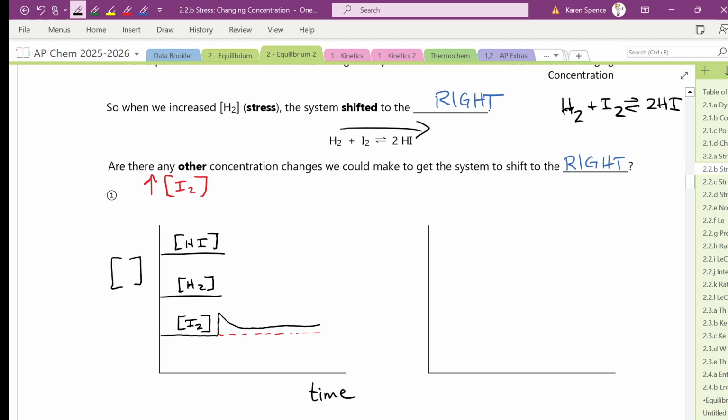Okay, that's a terrible straight line, but we're going to pretend it's okay. There we go. All right, H2, what will H2 do? It will decrease by the same amount. Okay. And then HI is going to increase by twice as much.